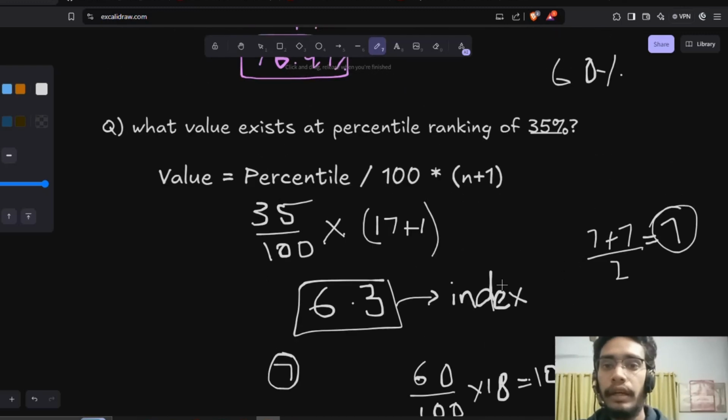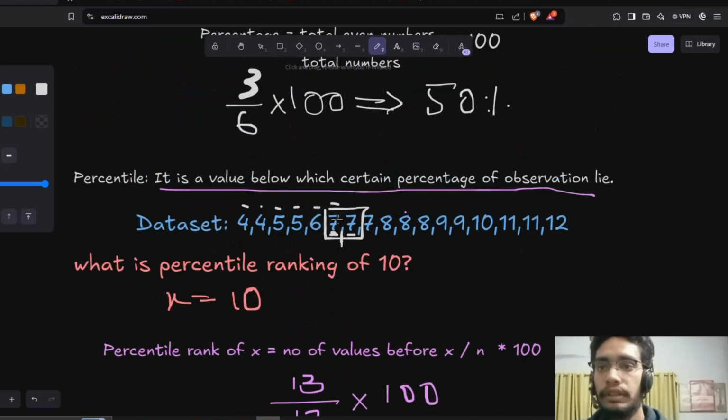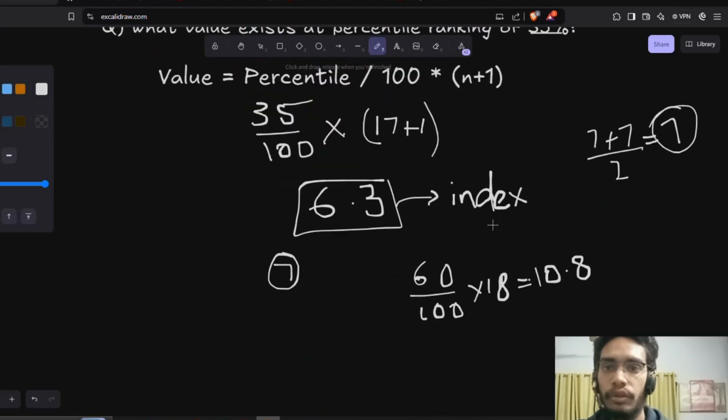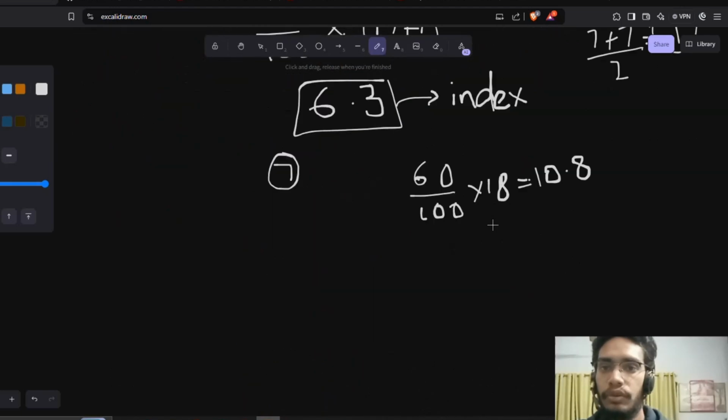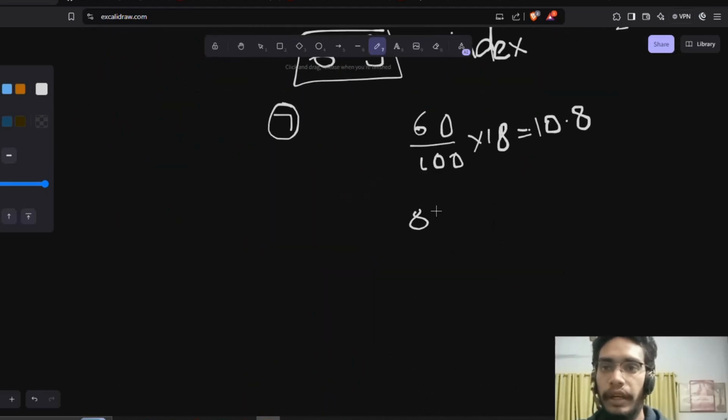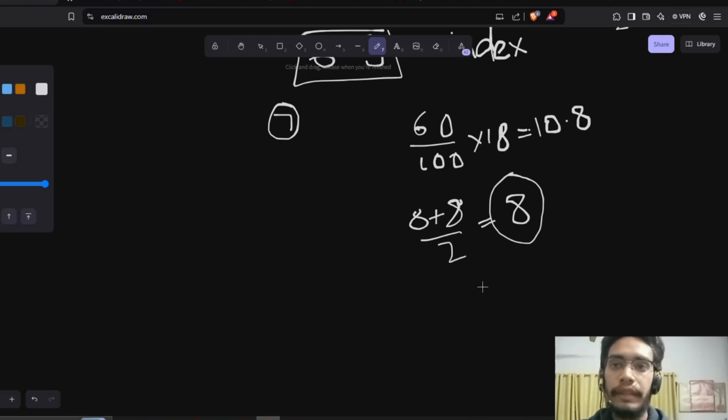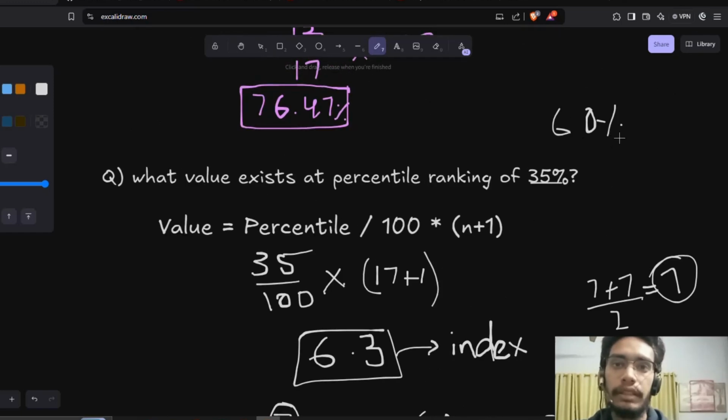Remember this. And 10.8, if we have 6, 7, 8, 9, 10, so this is the 10th and this is the 11th. So 10.8 would be lying in between these two. These two are 8 and 8. So we'll just take their average, which is eventually equal to 8. So this is our final value that exists at the 60th percentile, right?